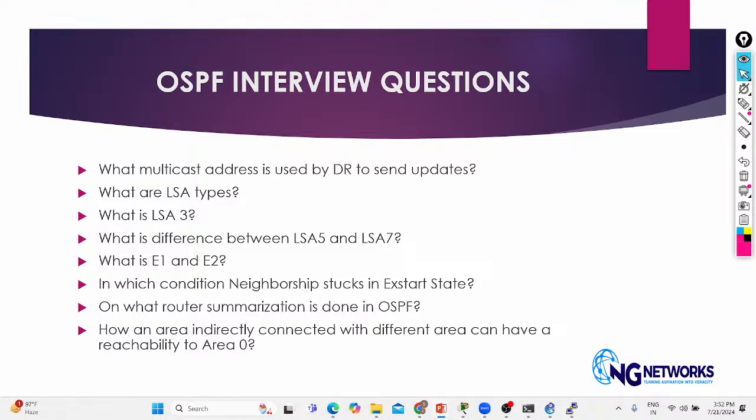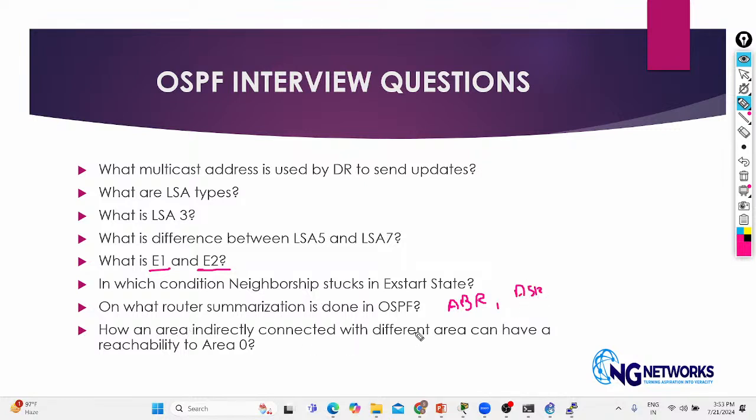What is E1 and E2? E1 and E2 are the route metrics given to the external routes that are generated from another routing protocol on the ASBR router, whereas E1 is the total cost and E2 is only the external cost. In which condition does a neighbor get stuck in ExStart? When the MTU mismatches. On what router is summarization done in OSPF? In the ABR, inter-area summarization is done, and on the ASBR, external summarization is done.